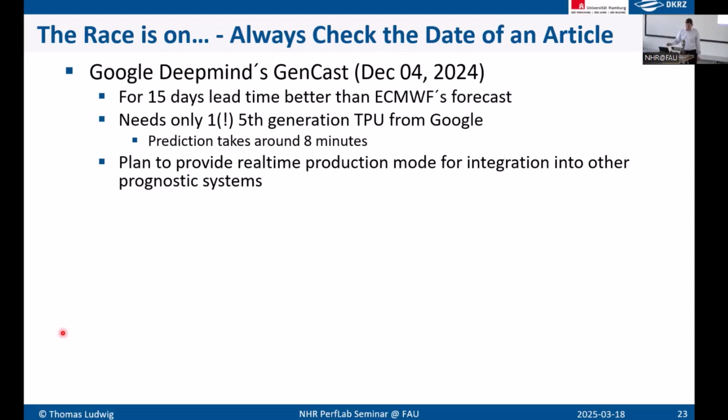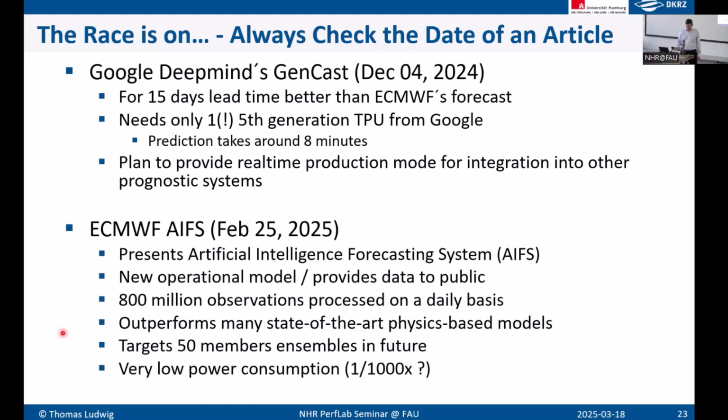Energy consumption in the end, you can neglect it. And of course, there are no meteorological institutions behind what Google is doing here, but they plan to integrate that in other places. And ECMWF is also developing its own system called the Artificial Intelligence Forecasting System, AIFS, a new operational model that is also able to do this data assimilation. Data assimilation is currently not ML supported here, but could perhaps be in future. And also it's not yet for ensemble members. They target up to 50 ensemble members.